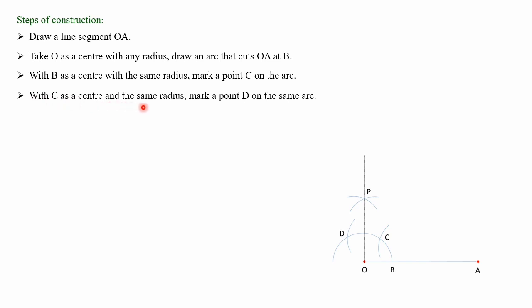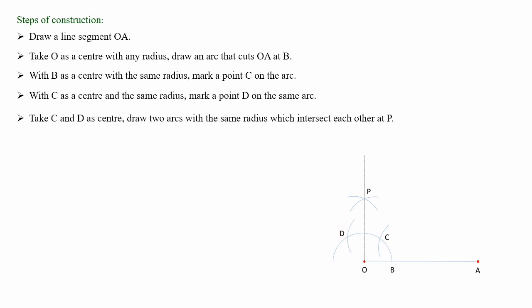Next, with C as center and the same radius, mark a point D on the same arc. On the same semicircle, using the same radius, fix the compass at C and draw an arc, and the point of intersection of both the arcs you have to label as D. Take C and D as centers, draw two arcs with the same radius which intersect each other at P.